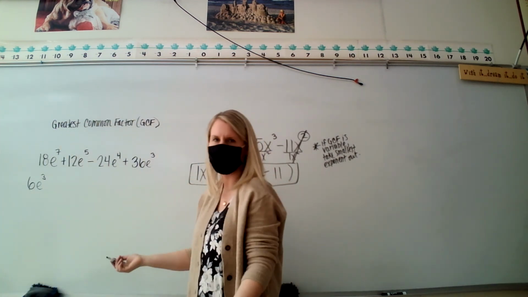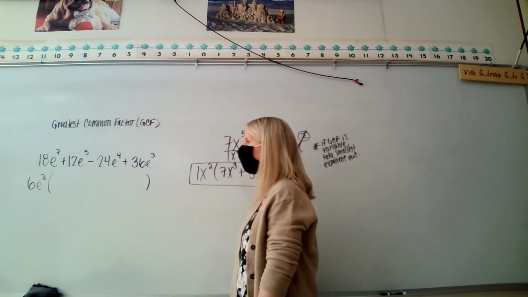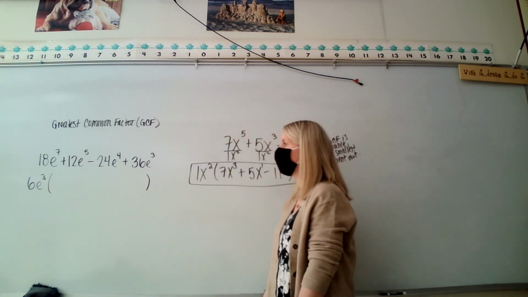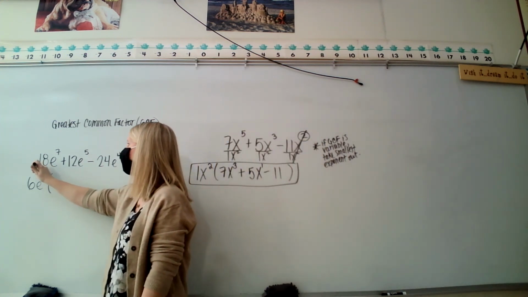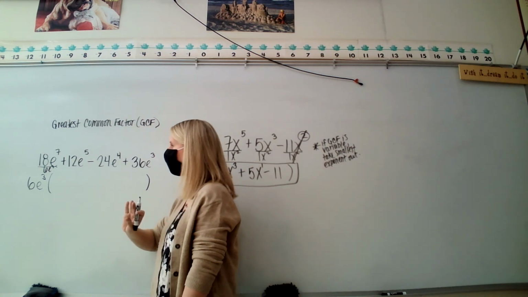So it's not necessarily the hardest step. It's just something you have to either write down or remember and get used to. And then you go back and you divide each of these by 6e to the 3rd. I like to do it individually just so I see it.